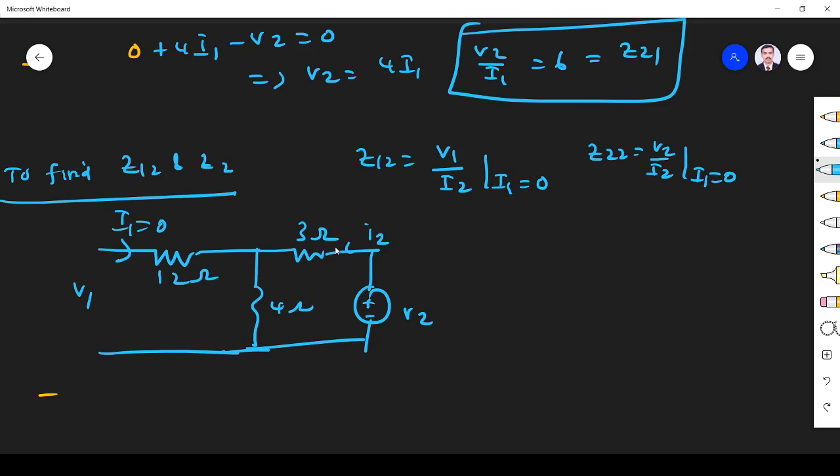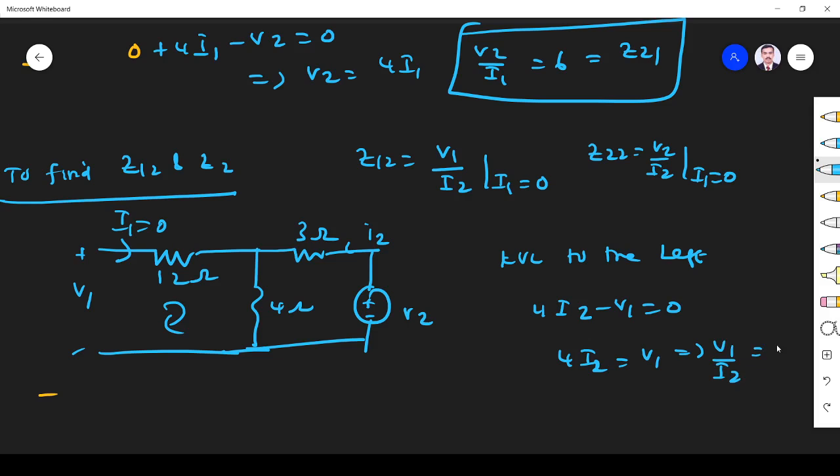As usual, we apply KVL to the left. This is 0. Here I2 will come, so 4 I2, and next this is plus minus, so minus V1 is equal to 0. 4 I2 is equal to V1. V1 by I2 is equal to 6 ohm. V1 by I2 is nothing but Z12. Z12 is 6 ohm.